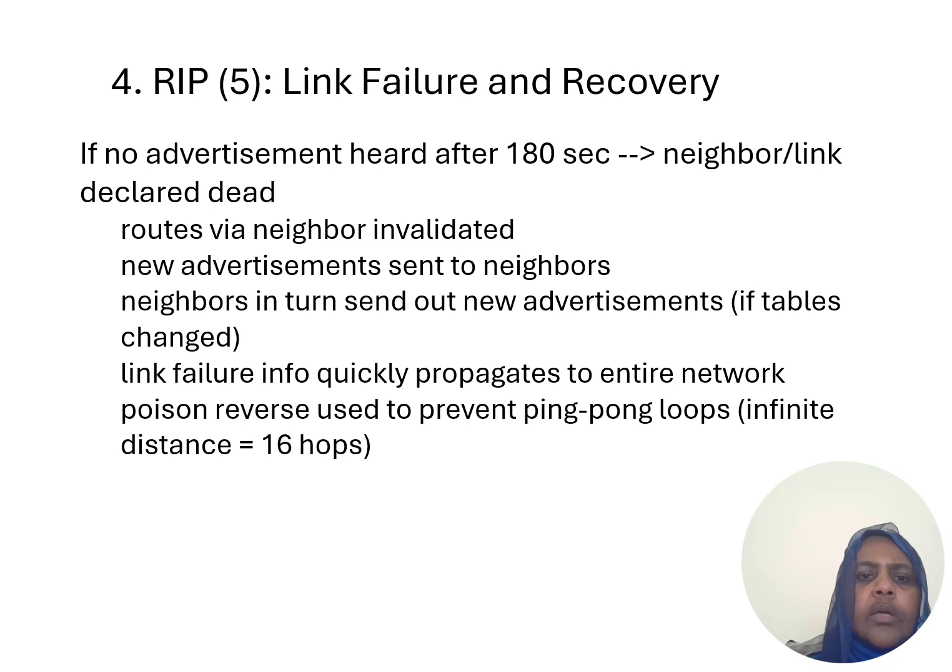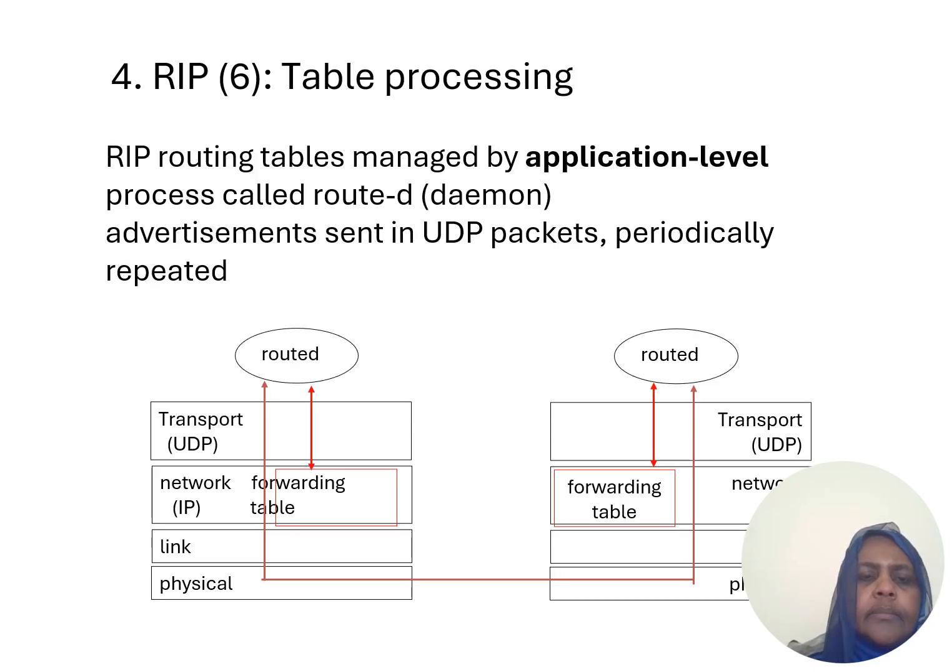and poison reverse is used to prevent ping-pong loops. In finite distance, infinity equals 16. The RIP routing table is managed by an application-level process called route daemon, and the advertisements are sent in UDP packets, periodically repeated every 30 seconds, as we have said.